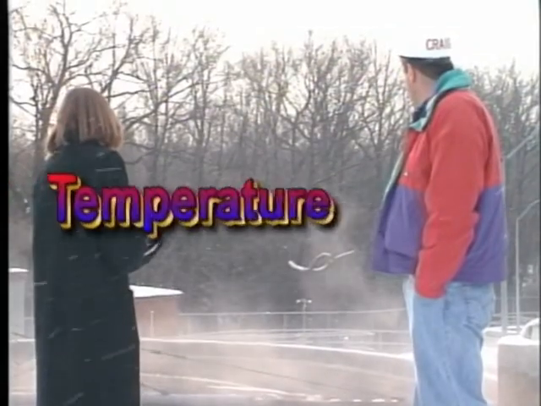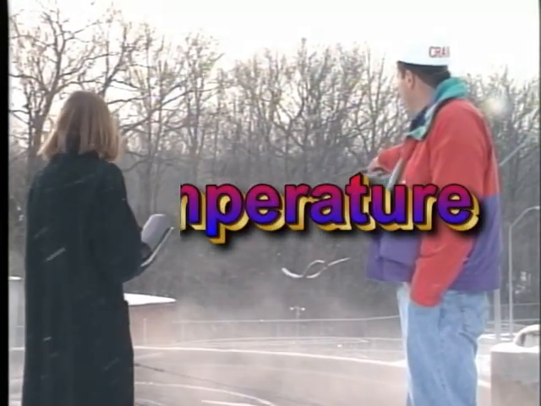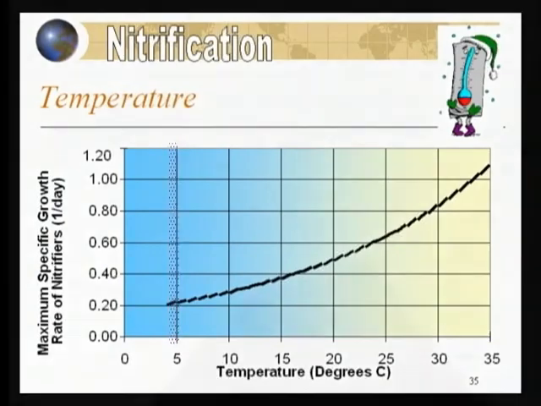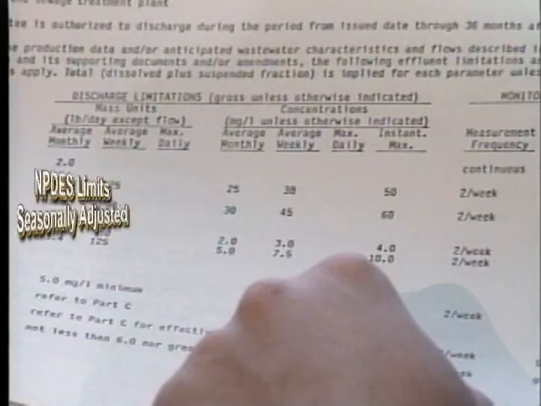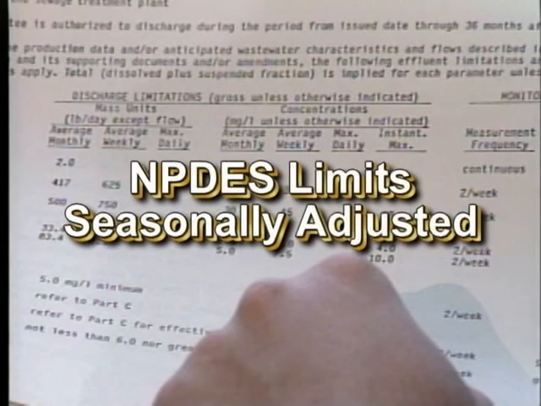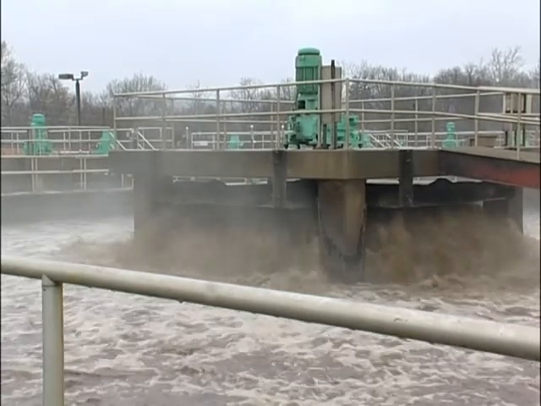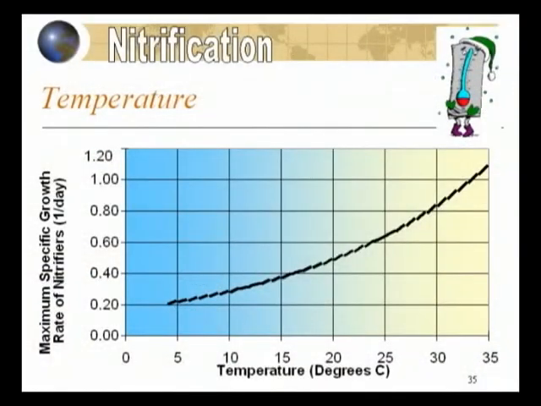Factor number 3, temperature. As temperatures increase, so does the activity of nitrifying organisms. As you can see, when the water temperature drops below 5 degrees C, little or no nitrification may take place. For this reason, permit limits are typically seasonally adjusted for ammonia removal. The specific growth rate of nitrifying organisms is tied directly to temperature. If nitrification is lost during the winter months for any reason, it may be difficult to re-establish nitrification.